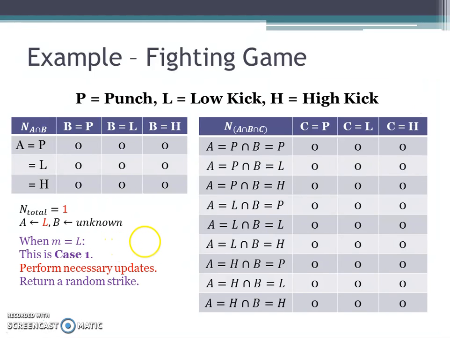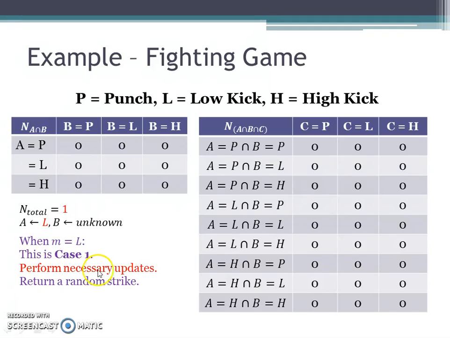Now M is L, so M is the latest strike that the player has made, and the latest strike is L, which is a low kick. When the player has made a strike, we know that we fall on the first case, because at that point A and B are unknown.